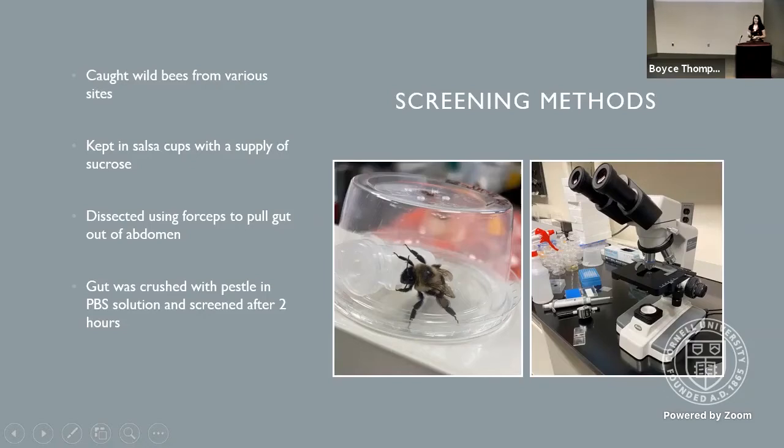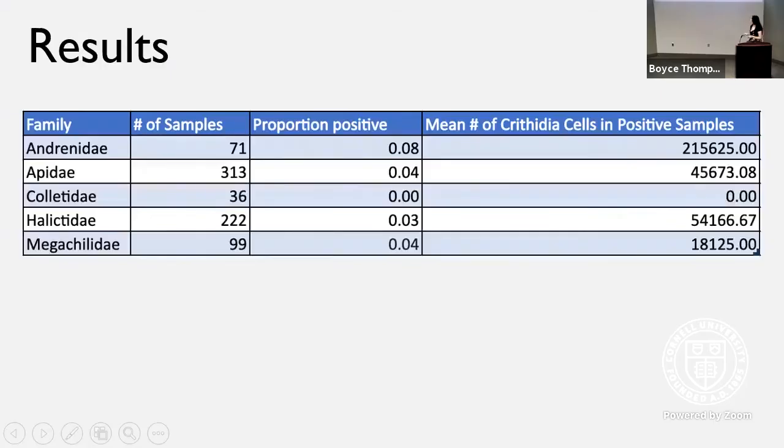After we did that, we then put some PBS solution in some vials, depending on their size, crushed the gut up with the pestle, waited about 2 hours for the gut and the PBS to separate from each other, and then took about 10 microliters and placed it on a hemocytometer and screened it on a microscope. And what we were able to accomplish was we did over 500 bees.